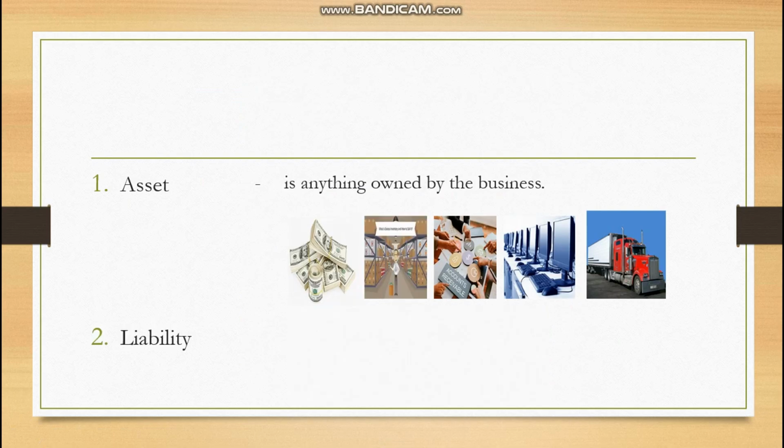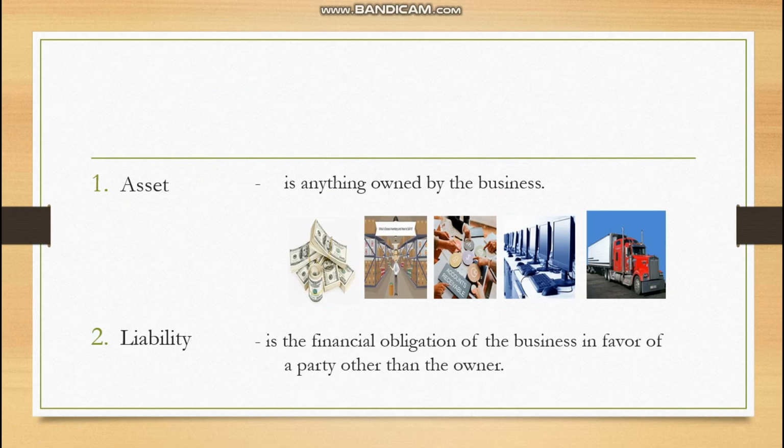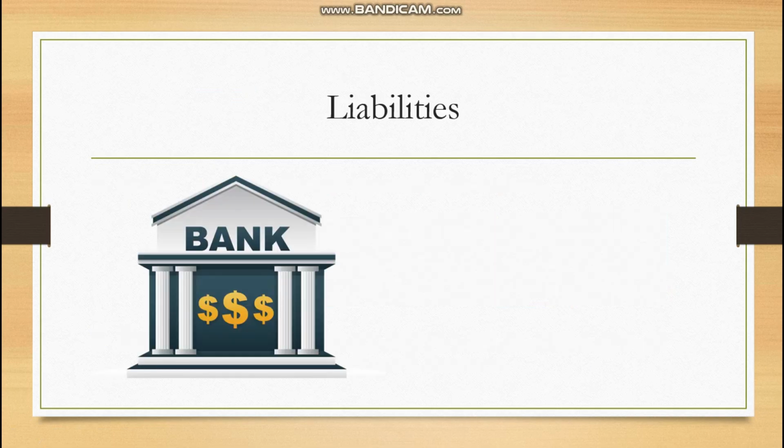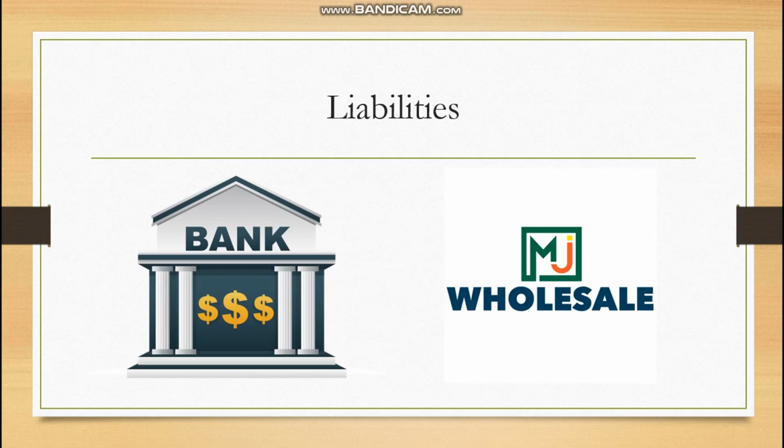On the other hand, liability is the financial obligation of the business in favor of a party other than the owner. For example, the business secures a loan from a bank or purchases its inventories on account. Therefore, the business has a liability or financial obligation in favor of the bank or the suppliers. Of course, the bank or the suppliers are not the owners of the business. They are merely lenders to the business, and as such, they have a claim against the business.